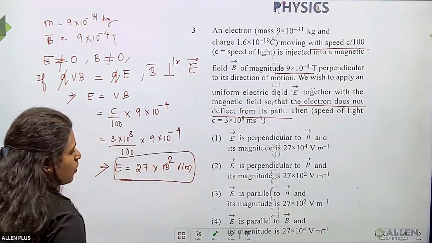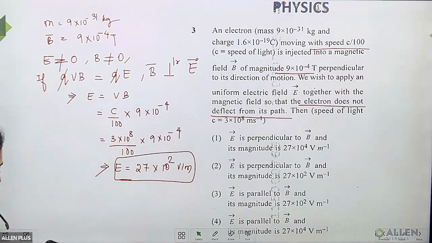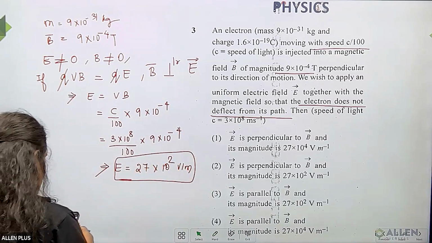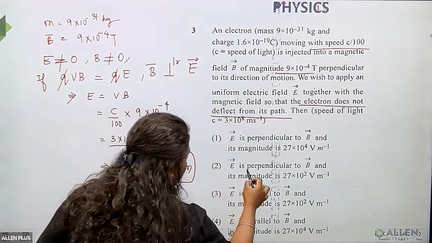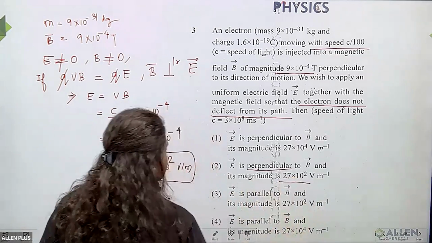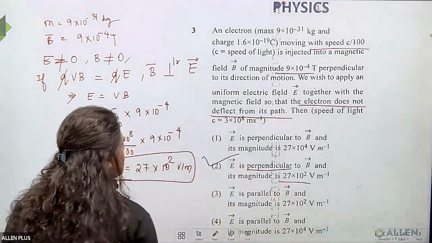So also, what should be the direction in this particular case? The direction should be perpendicular and the magnitude value is mentioned here. So this is also option 2.